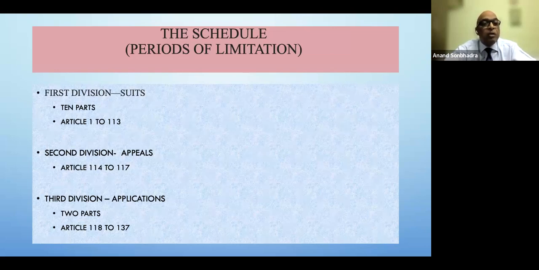The first division is further divided into 10 parts, and articles 1 to 113 are encased in the 10 parts. The second division deals with appeals, and articles 114 to 117 are addressed there. And the third division deals with applications, which is in 2 parts, and articles 118 to 137 have been encased there. I'll just get off this PPT and show you the schedule, and we'll quickly run through it for generating the basic understanding.